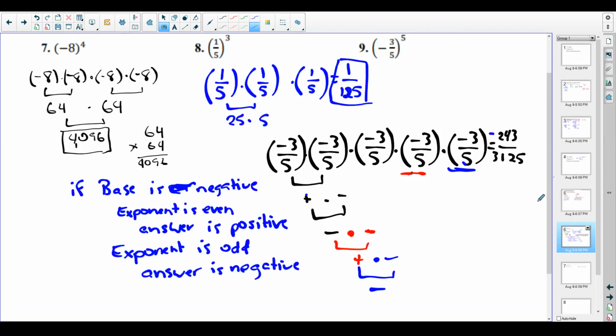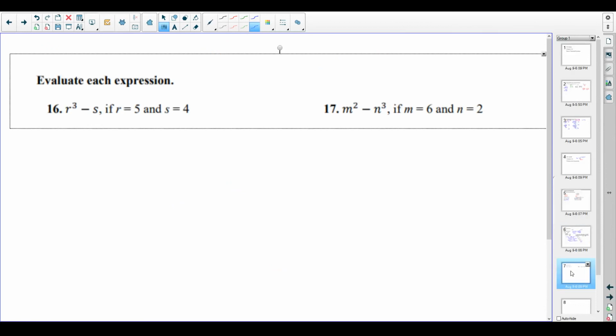Okay, so that's it. You can also use a calculator for this. But where's the fun in that?